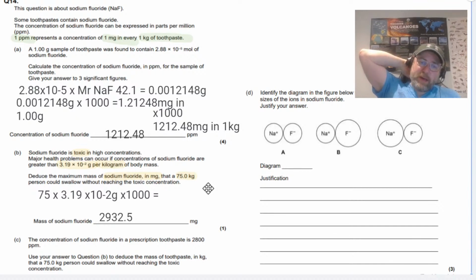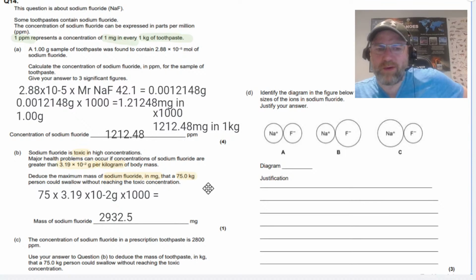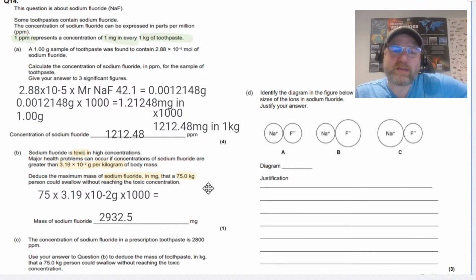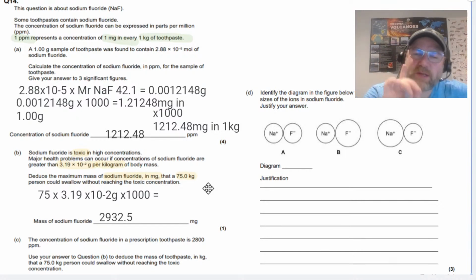Sorry, that's how many micrograms of sodium fluoride. I was going to say that's only a teaspoon of toothpaste. That's 2,932.5 micrograms of sodium fluoride the person can swallow, not the toothpaste. You can swallow more than a teaspoon of toothpaste without dying.